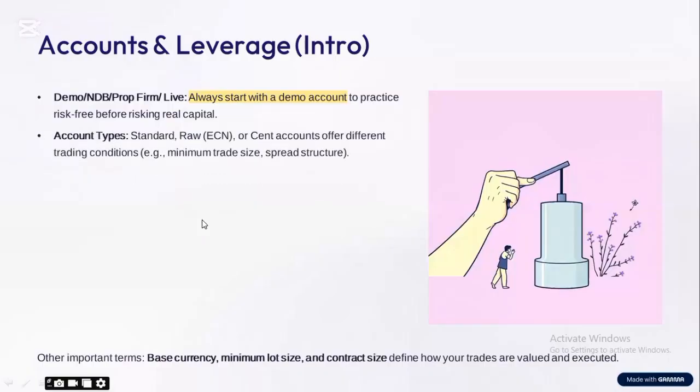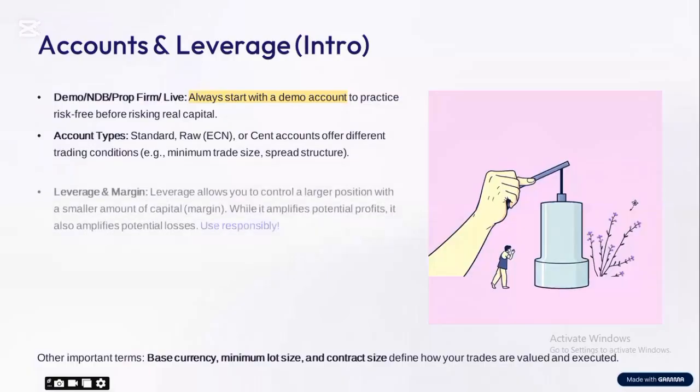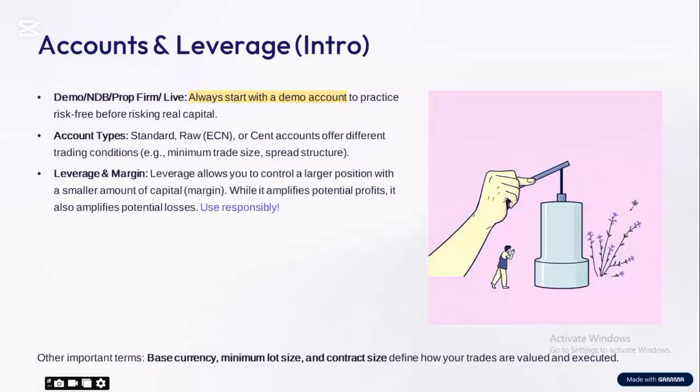So we have what we call account types. We have the ECN, like I've said. We have the raw account type, the standard account type, and the cent accounts. They offer different trading conditions, examples being minimum trading size and spread structure. Any account type you want to take is not bad, depending on how much you have. Those things are quite basic.